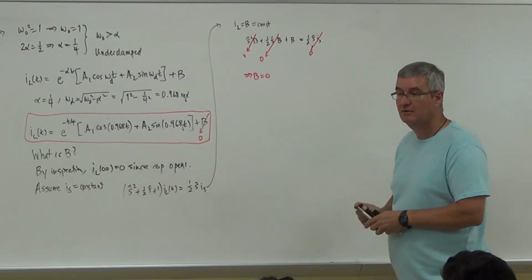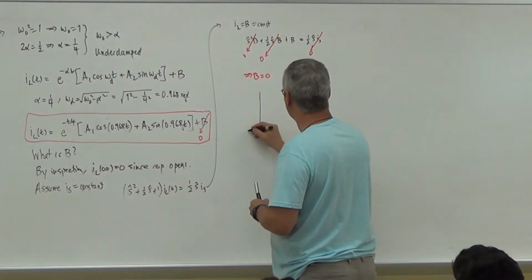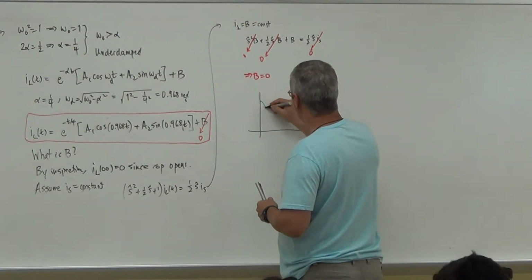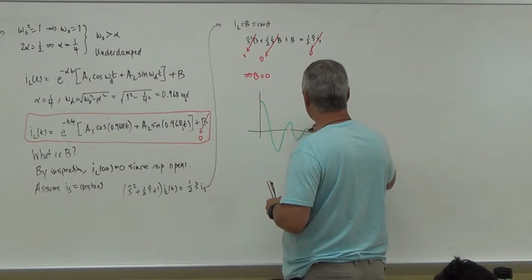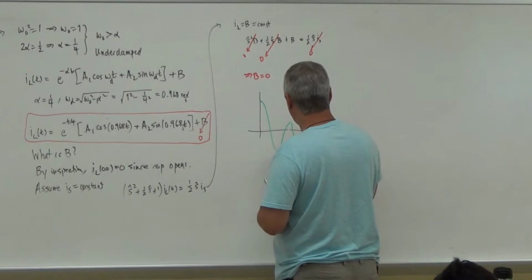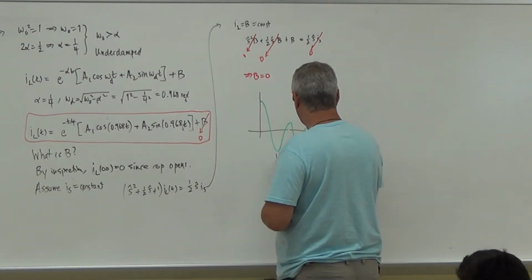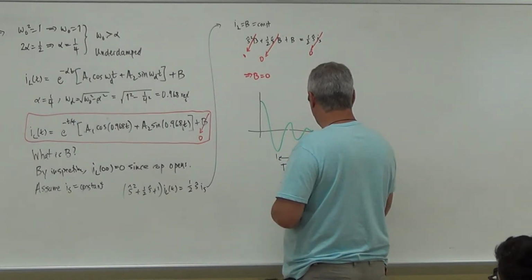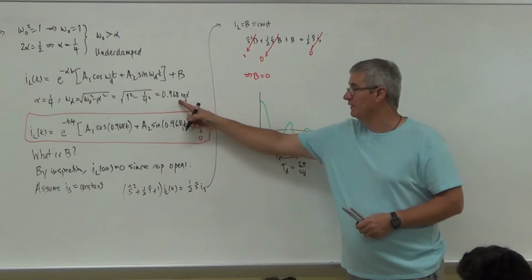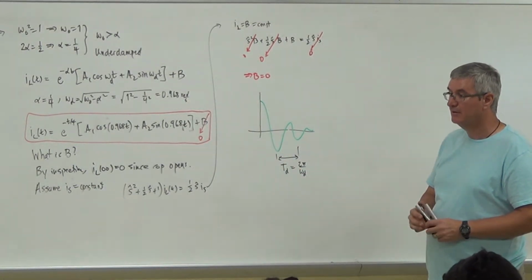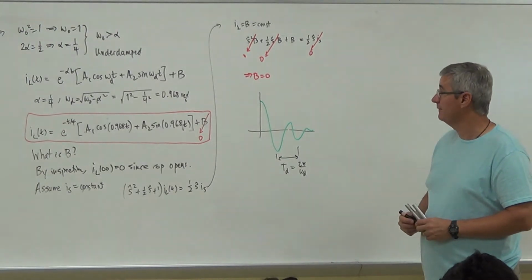So what does that mean? Well, it means this. That I'm going to have some oscillation. And my oscillation is going to be underdamped. And when I calculate the period, let's say I calculate the period from here to here, that period T_d is equal to 2 pi over omega_d. What's omega_d? That right there. And by the way, you will do this in the lab and measure that.